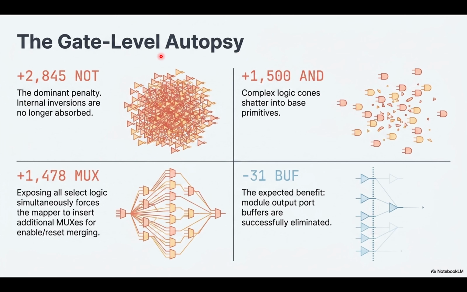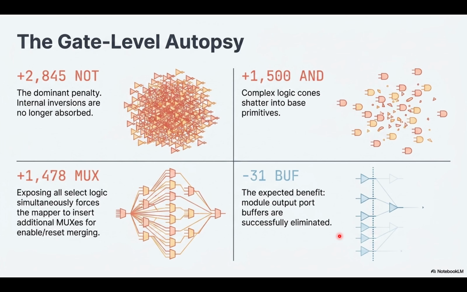Well, looking at the breakdown, one piece actually does make sense to me. Which one? The flat design subtracted 31 buffer cells. Right, which is the immediate mechanical result of removing a boundary. Okay. In a hierarchical design, you need buffers at the output ports of your modules to carry the signal cleanly across the border to the next module. Like a messenger between rooms. Exactly. When you flatten the design and remove the borders, those boundary buffers are no longer physically necessary, so the mapper eliminates them. I buy that.